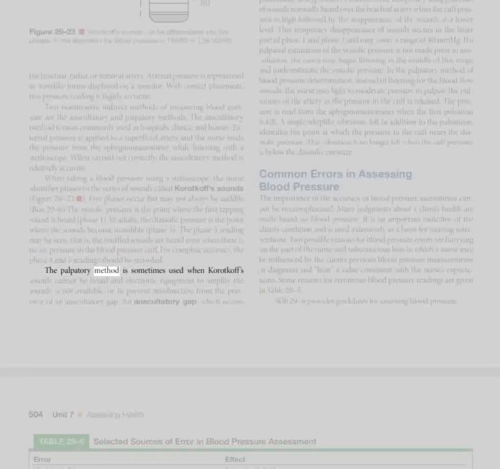The palpatory method is sometimes used when Korotkoff sounds cannot be heard and electronic equipment to amplify the sounds is not available, or to prevent misdirection from the presence of an auscultatory gap. An auscultatory gap which occurs.